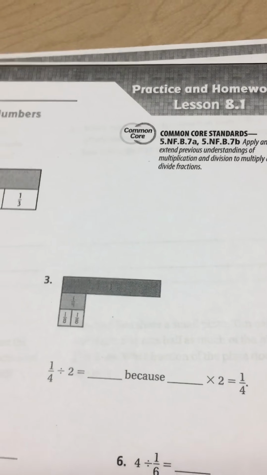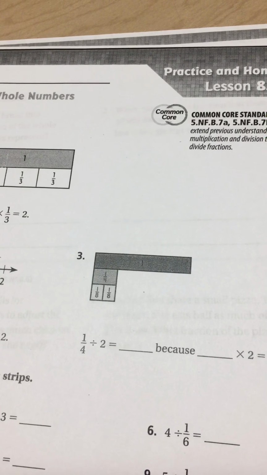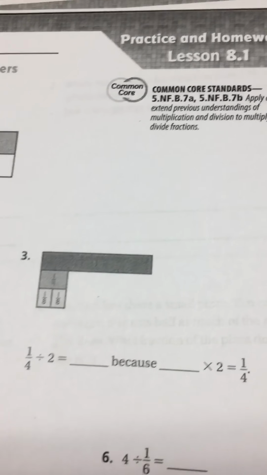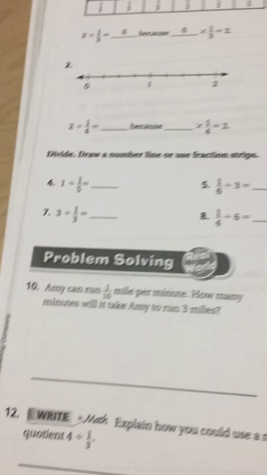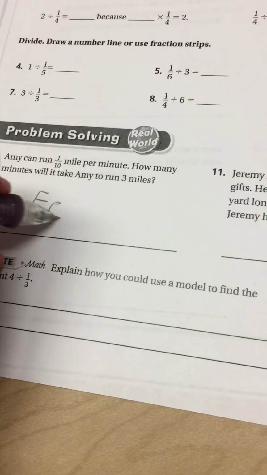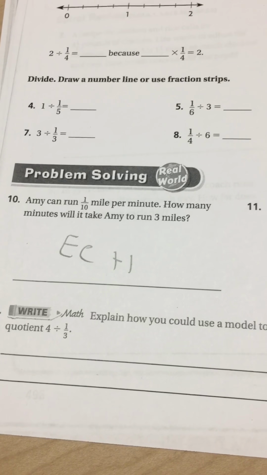Let me flip ahead here, looking at some other numbers. I don't know if I said it on your paper or not, but number 10 is extra credit. You get 1 extra credit point if you get it right. EC plus 1.